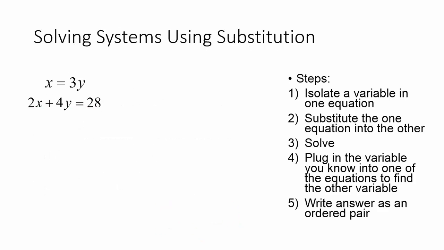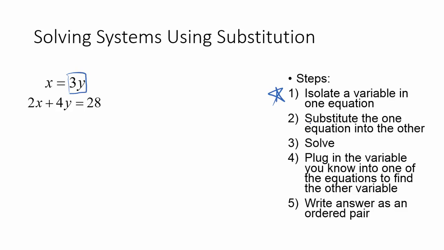Okay, we've got x equals 3y, and then we've got 2x plus 4y is equal to 28. Now, our first step is to isolate a variable in one equation. And actually, if we look at our variables over here, we already have a variable that's isolated. If you take a look here, x is already isolated. So I like to put a box around that. That just kind of helps me remember the stuff that's equal to x. So that's done.